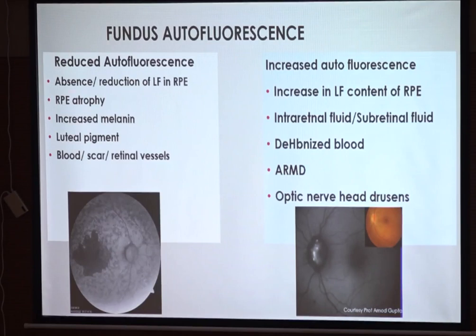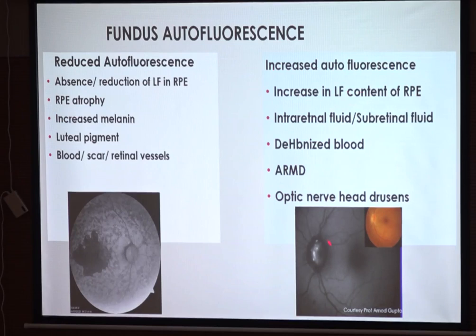Reduced autofluorescence is seen in absence or reduction of RPE cells, lipofuscin in RPE, or RPE atrophy, or increase in melanin or luteal pigment. Now this is a geographical atrophy. You can monitor these cases on autofluorescence only. The area would go on increasing at subsequent visits, and your aim has to be to halt the progression of this increase in hypoautofluorescence.